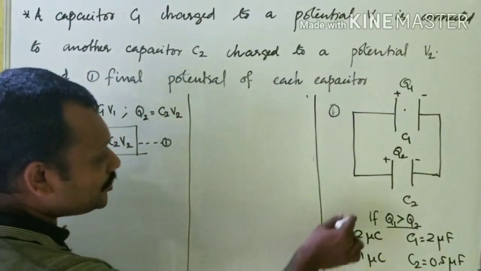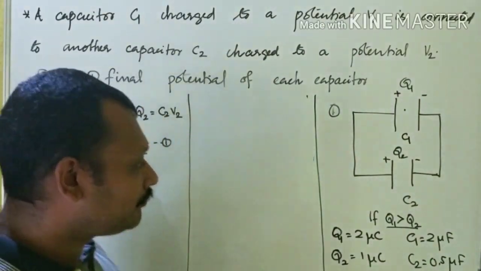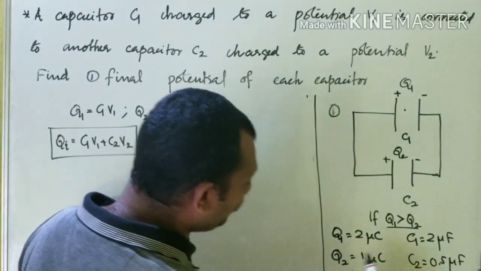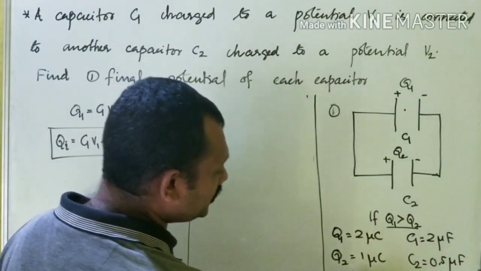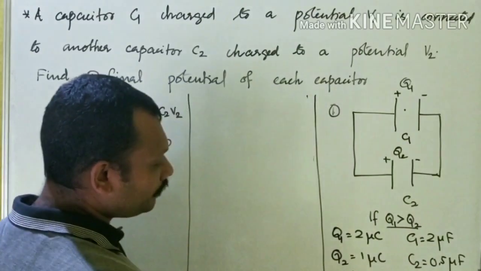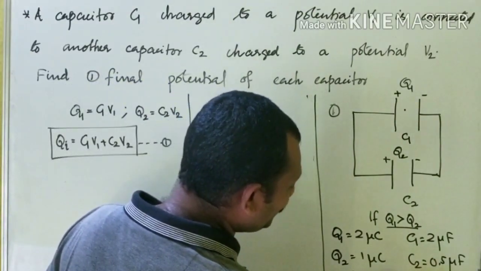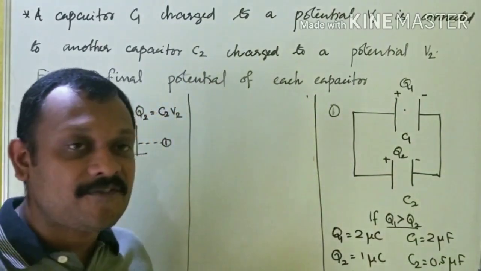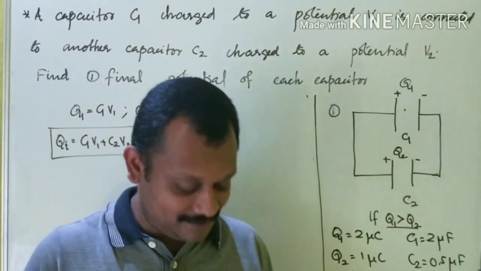Now you can see that Q1 is greater than Q2, C1 is greater than C2. Now we can see that V1 is equal to how much? Q1 divided by C1, which is equal to 1 volt. And V2 is equal to Q2 divided by C2, that is 2 volt. So in this case, charges will flow from which capacitor to which capacitor?